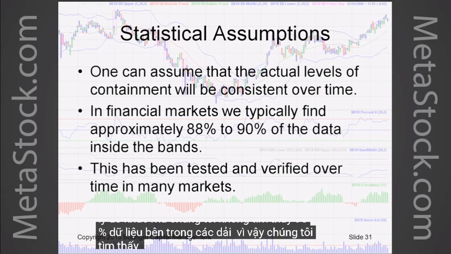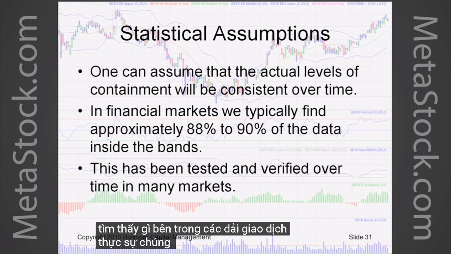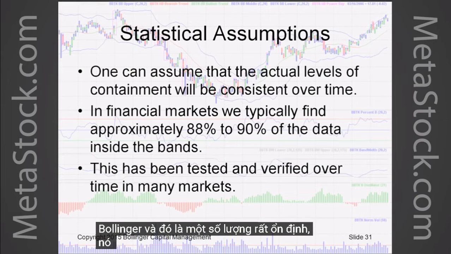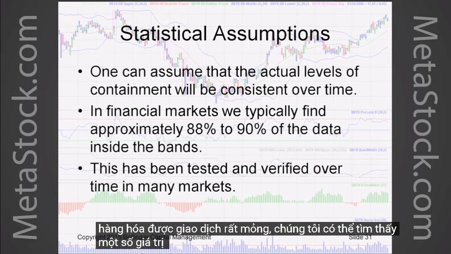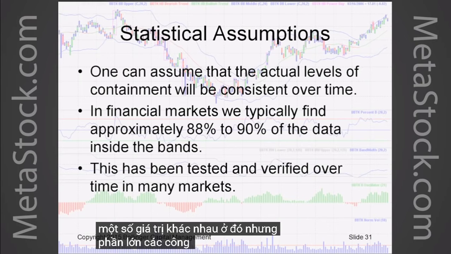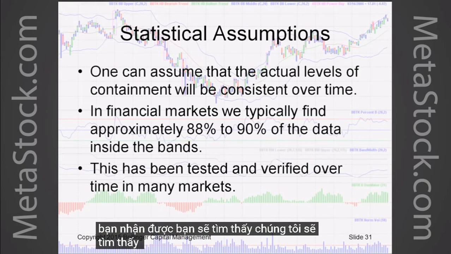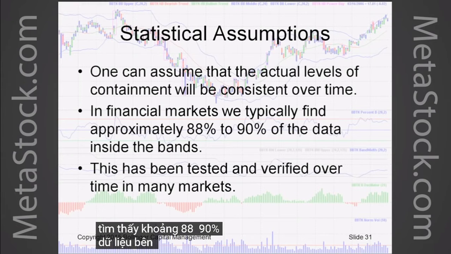So what do we find inside the trading bands? Actually, we find between 88 and 90% of the data inside the Bollinger Bands, and it's a very stable quantity. It's true for gold and commodities, Forex, most kinds of stocks. For very volatile, very junior stocks or very thinly traded commodities, we may find some different values there. But for the vast majority of financial instruments, you're going to find about 88 to 90% of the data inside the bands.